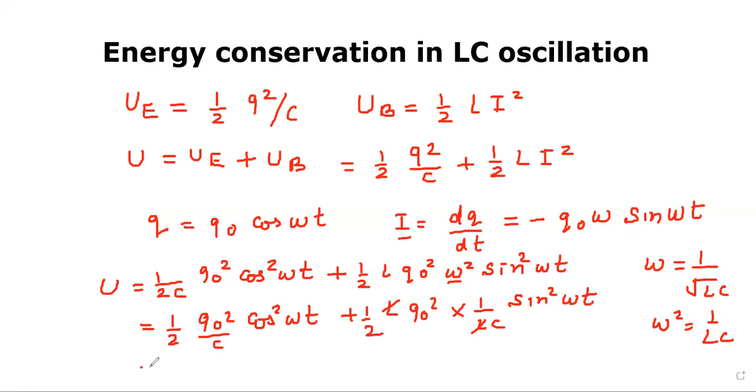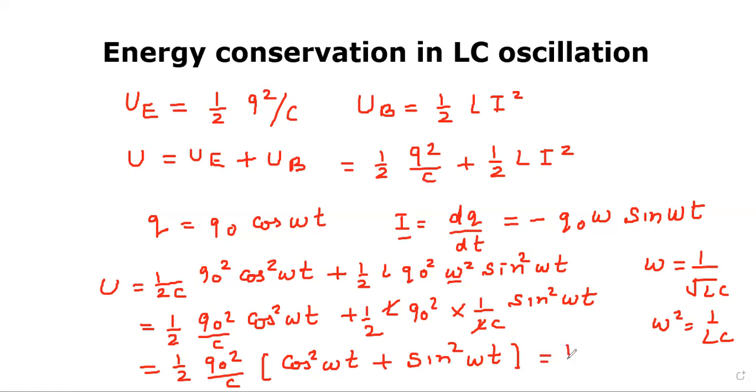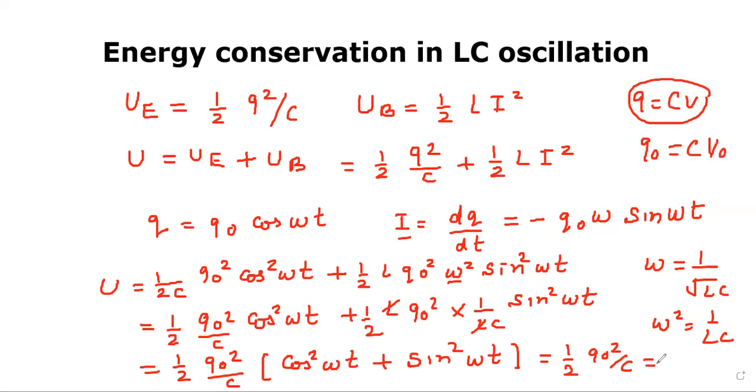sine square omega t. So we can take out 1 by 2 Q0 square upon C, and inside the bracket cos square omega t plus sine square omega t, which will be 1. So we will get 1 by 2 Q0 square divided by C. And if we write Q0 equal to CV0, then this energy will become half CV0 square, which is the initial energy. It means the total energy stored initially in the capacitor.